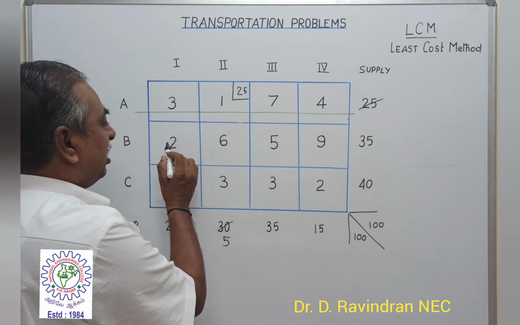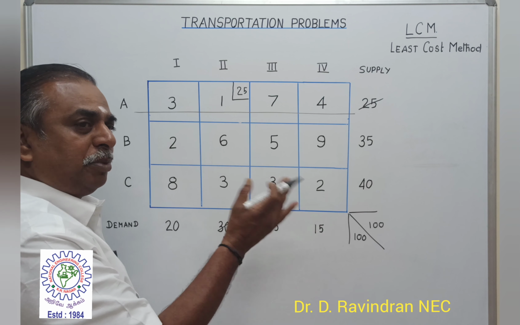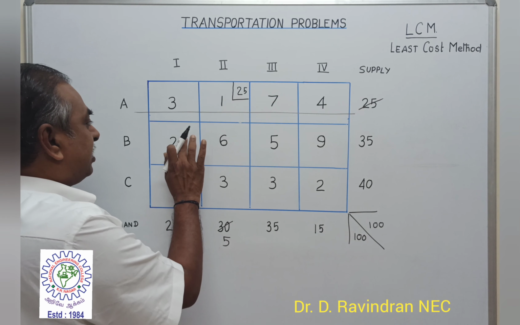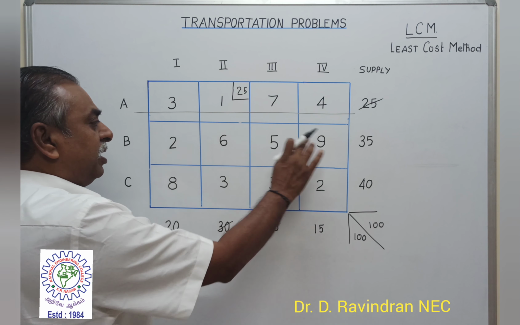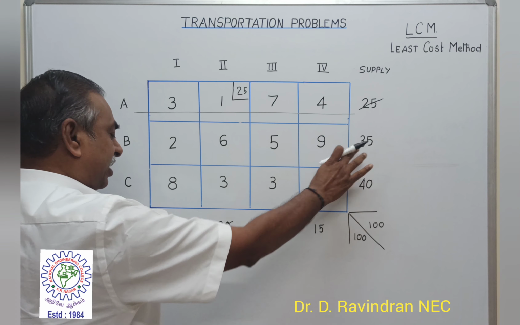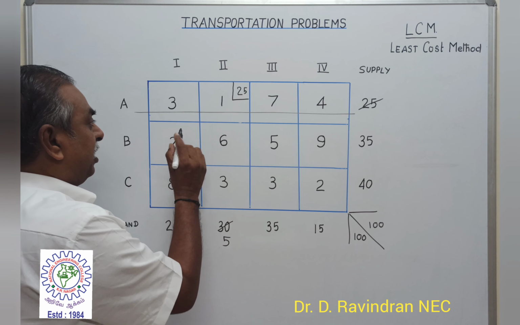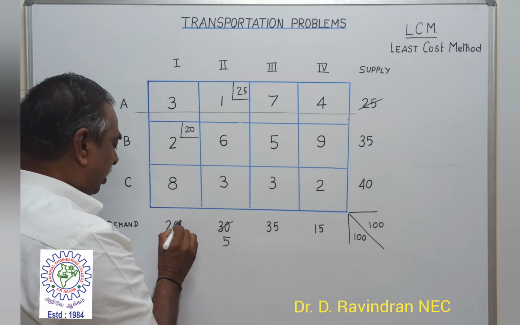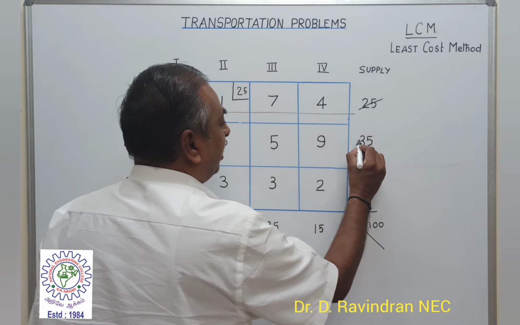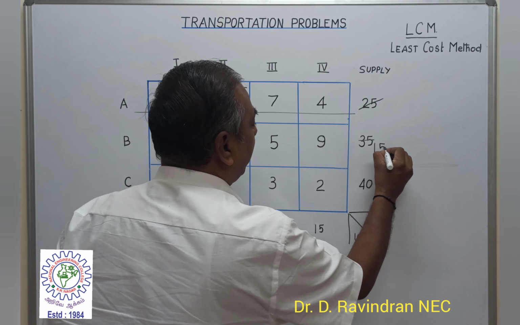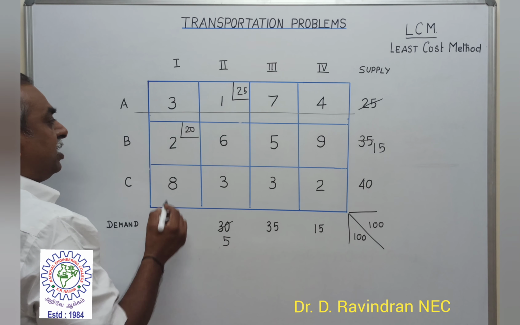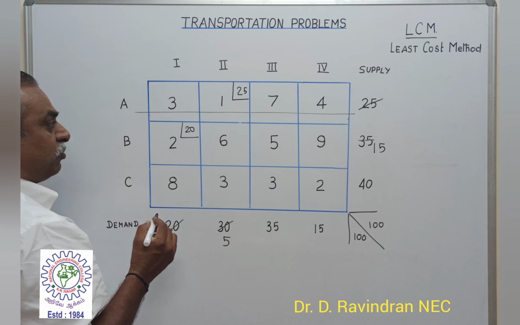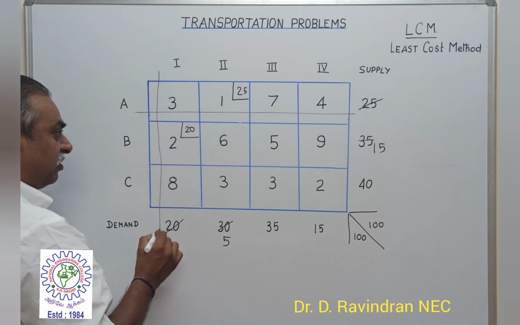Here there are 2 elements, and in this case we can arbitrarily choose any one. So let us consider this one. Here the supply is 35 and the demand is 20. So we can allocate only 20 units here so that this is completely exhausted, and 15 units are remaining. Now since the column requirement is satisfied, we can strike off this column.